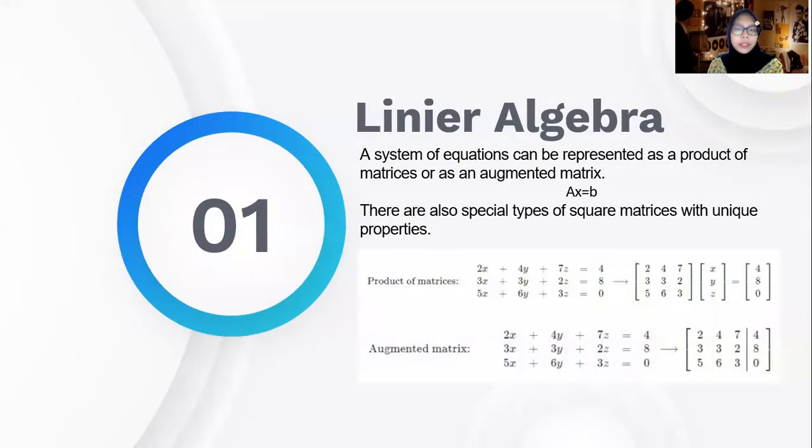First, linear algebra. Linear algebra is an equation that can be represented as a product of matrices or as an augmented matrix. There are also special types of square matrix with unique properties. If you see the picture below, these are examples of linear algebra equations that are represented as a matrix.